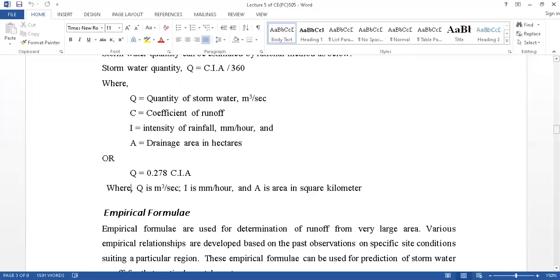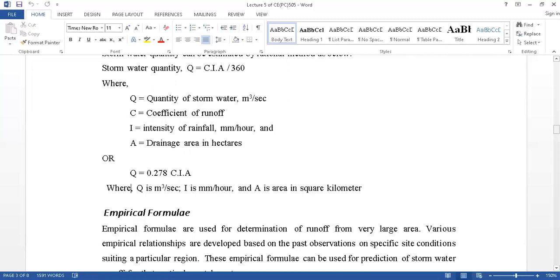Applying the rational formula, which is the most logical formula, it can be established or proved by simple multiplication of the intensity and area, taking into consideration the coefficient of runoff, that is the C.